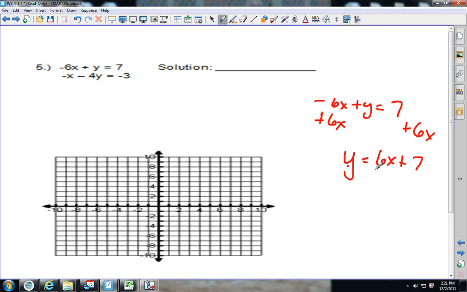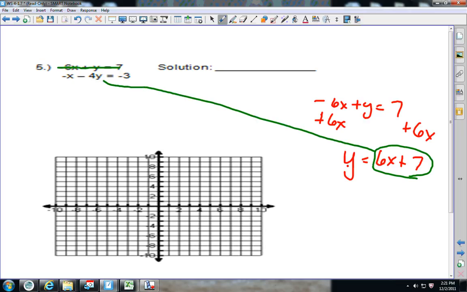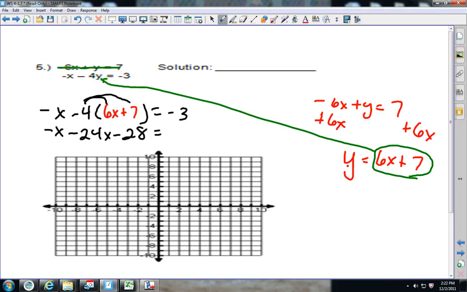Okay, so now I have my y equals form. Let's use this equation right here. It says y equals. So I'm going to take what y equals. So now I've rewritten that top one. I'm going to put this in here for y. So I have negative x minus 4 times y. Y is 6x plus 7, and then write the rest of the equation, equals negative 3. Well, negative x, multiply these for the distributive property, negative 24x minus 28 equals negative 3.